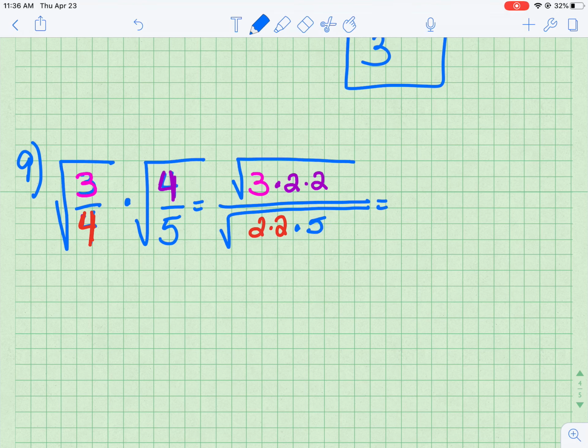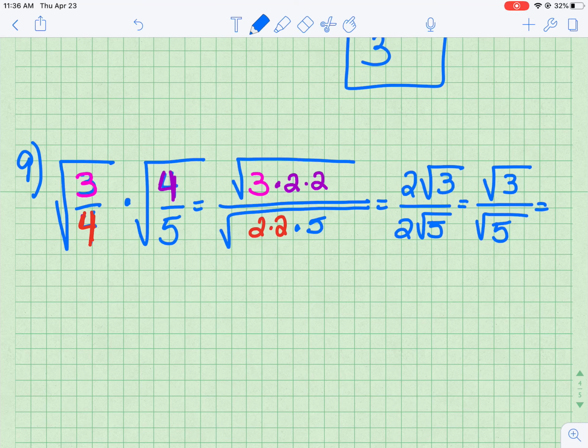Okay, now let's see what comes out of the numerator. Out of the numerator, we have 2 root 3. And out of the denominator, we have 2 root 5. Well, if you think back to number 7, what happens with 2 over 2? Well, they can be simplified to 1. So really what we have is root 3 over 5, root 5.